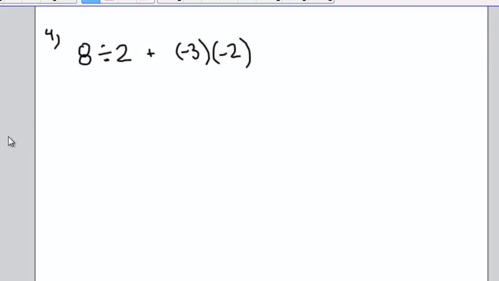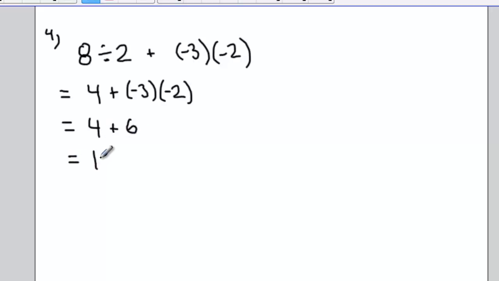So a question like this, 8 divided by 2 plus -3 times -2, BEDMAS tells me to take care of the divisions first. 8 divided by 2 is 4, and I'm adding to that -3 times -2. BEDMAS next tells me to take care of the multiplications. -3 times -2 is +6. 2 negatives multiplied gives you a positive. And then finally we do the addition. 4 plus 6 is 10.